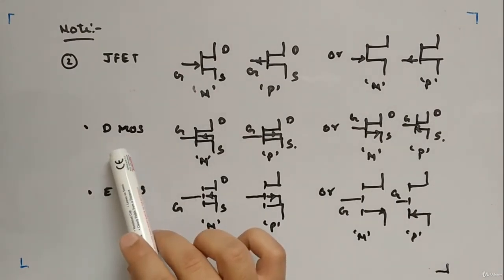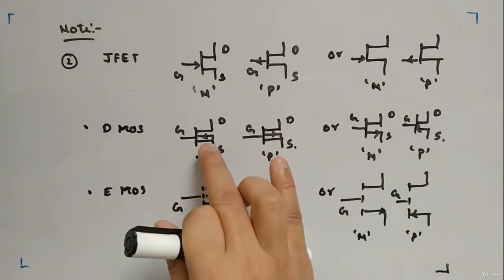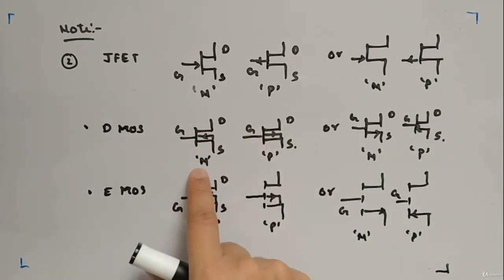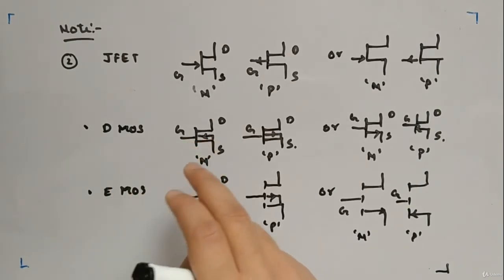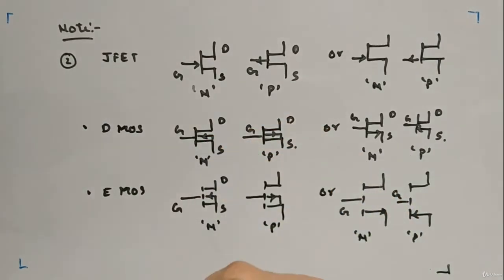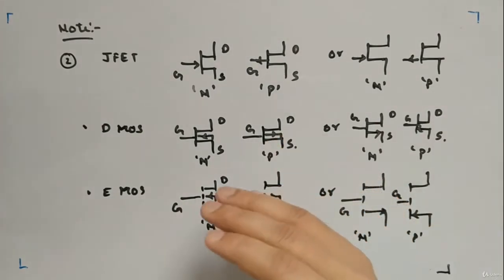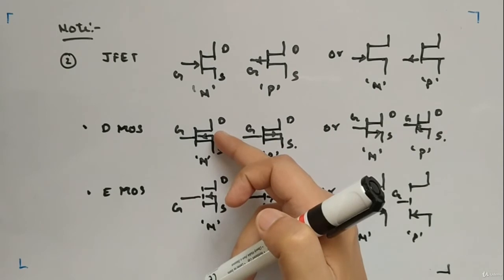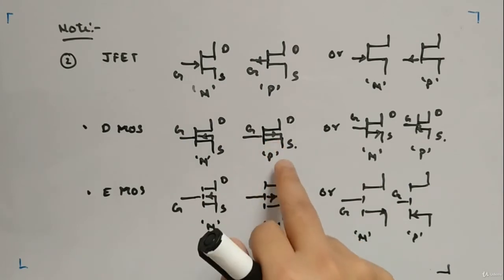Then comes the depletion MOSFET, the depletion type MOSFETs. They will be represented in this manner. So gate, drain, source is there. There is one more terminal and the arrow is going inside. So this is the N type, N channel depletion MOSFET. This extra terminal is called the body terminal, which is connected to the source only. That body terminal's importance will come when we see channel length modulation. Right now we don't have any use of that, so it will be directly connected to the source terminal. The arrow going inside means N type, the arrow coming out means P type.